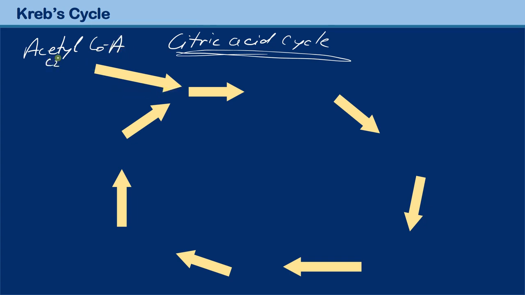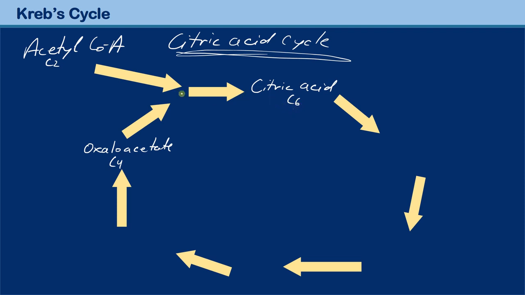This is a C2 substance. The acetyl group at least is a C2 substance, and what we're doing right now is combining the C2 substance with a C4 substance called oxaloacetate. You've got to know this. Oxaloacetate, or oxaloacetic acid, is a C4 substance. When you combine a C4 substance with a C2 substance, you make a C6 substance, and this C6 is called citric acid, and has 6 carbons again.